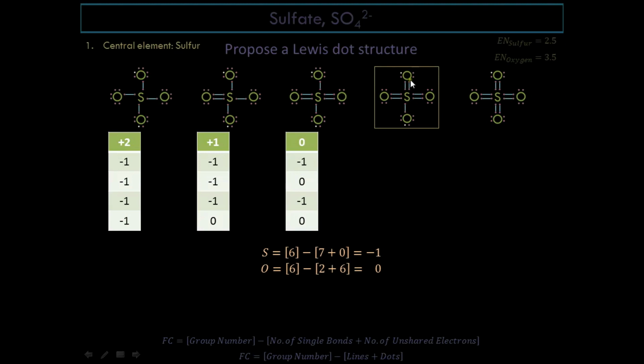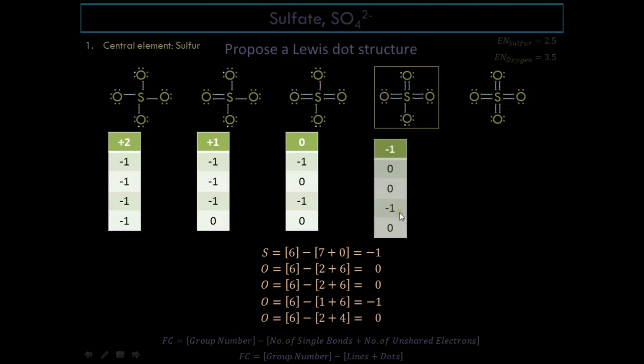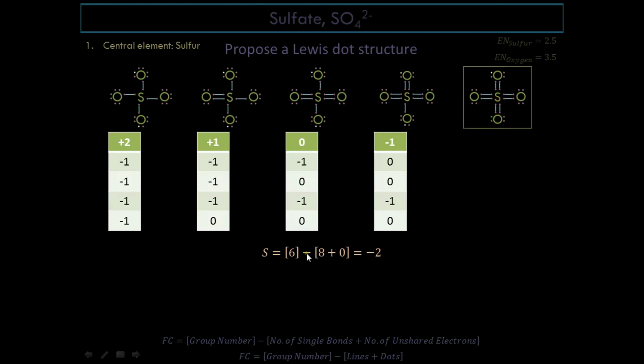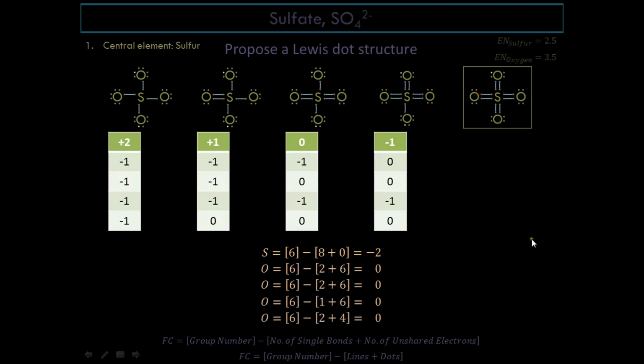This oxygen, 0 formal charge. This oxygen, 0 formal charge. This oxygen, negative 1 formal charge. This oxygen, 0 formal charge. The summary written here. The last one, sulfur, 6 minus 8, negative 2. This oxygen, this oxygen, this oxygen, this oxygen. Okay.